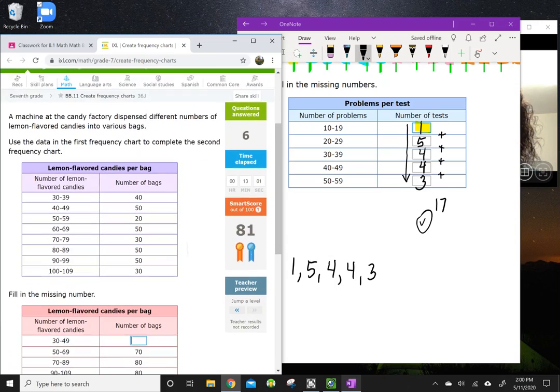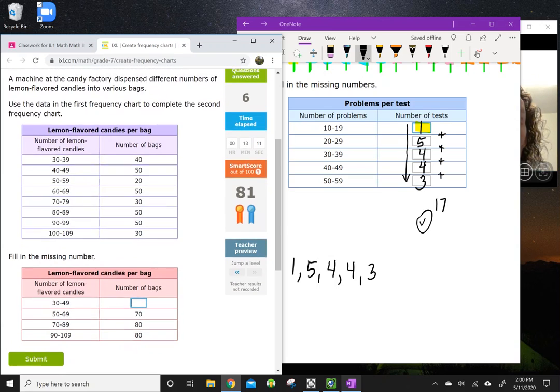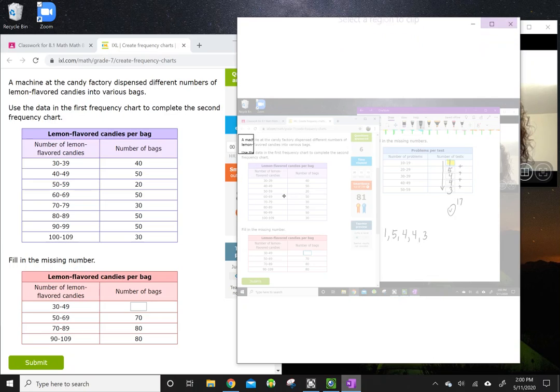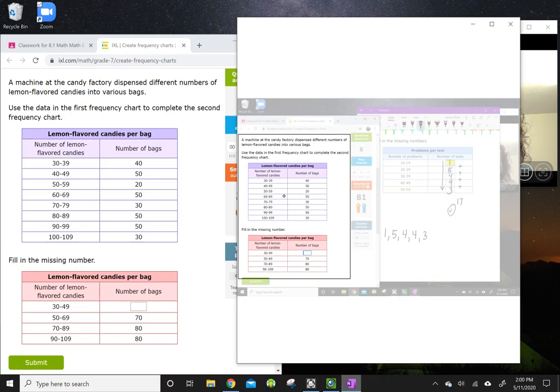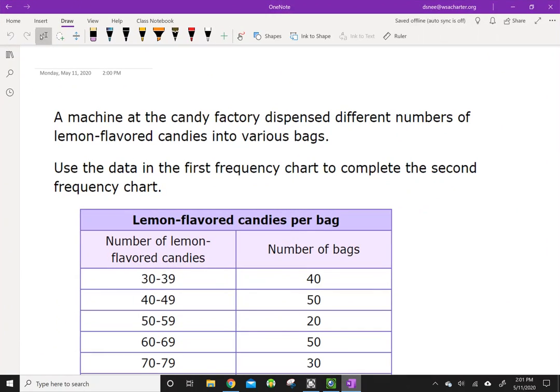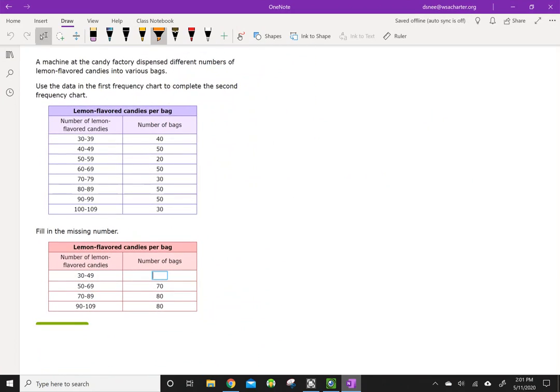Let's see here. So it's kind of the same thing, except here they're asking you to combine these top two values. I'm going to take a quick picture of this. And let's see here. I'll make this bigger. So the only difference here, it says fill in the missing number. Okay, I'm going to highlight the range they're asking us to find. It's 30 to 49, okay? So this is 30 to 39, and this is 40 to 49.